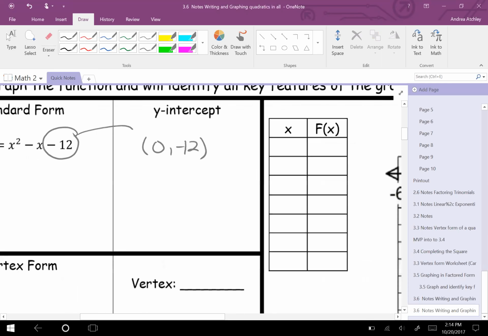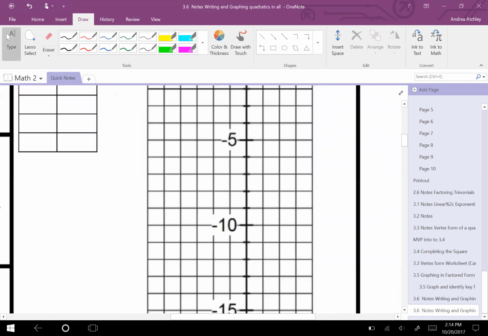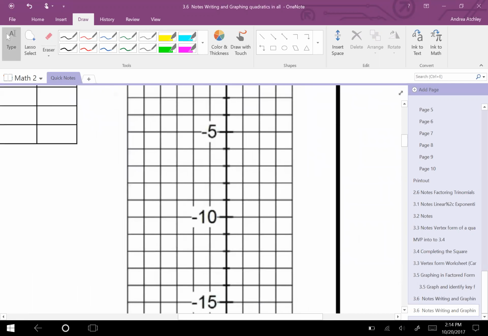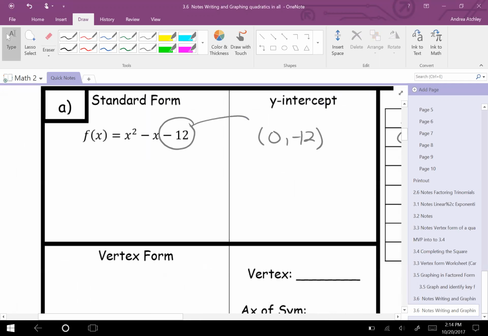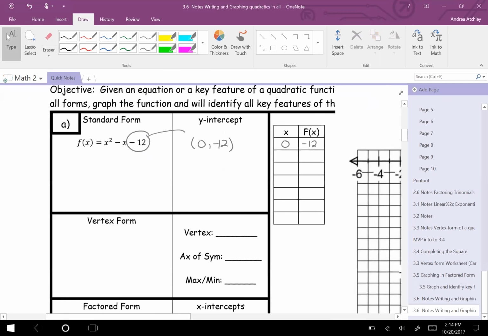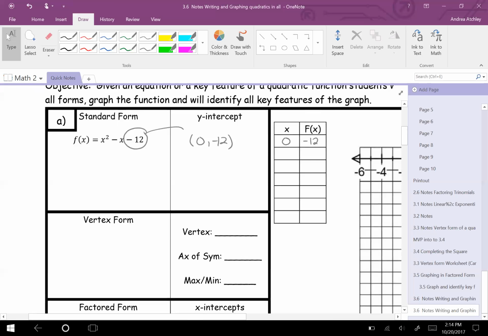So that is one of my ordered pairs. When x is 0, y is negative 12. And I can graph that, where x is 0 and y is negative 12, right here. Okay, nothing else is kind of easy. Everything else requires me to do some work here.